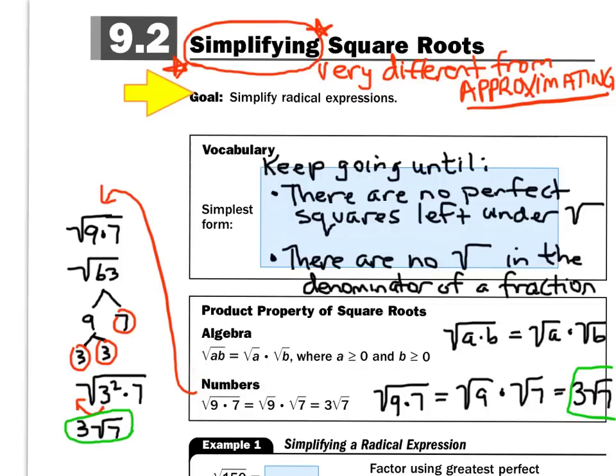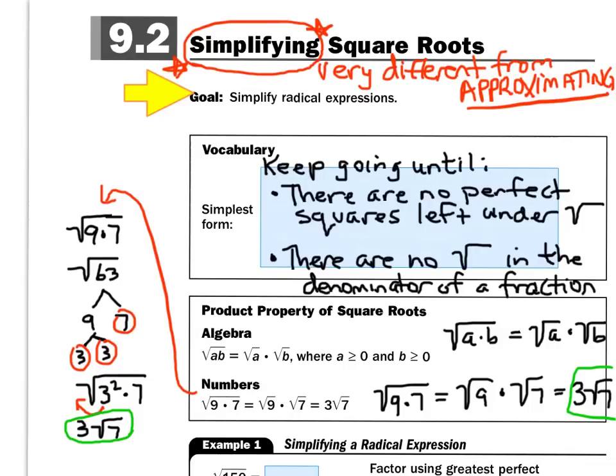If I have the square root of a times b, I can break it apart to the square root of a times the square root of b. And I just showed you here, so the radical kind of morphs around both of them. And here, if I had numbers, the square root of 9 times 7, I can break it apart to the square root of 9 times the square root of 7. Well, you know the square root of 9 is just 3, and the square root of 7 you can't simplify anymore, so that would be in simplest form.